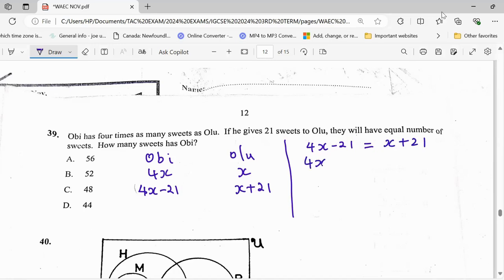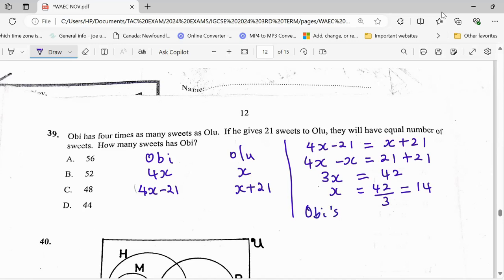And then we solve, collect like terms. 4s minus s is equal to 21. Minus 21 crossing over is plus 21. This is 3s equals 42. s is going to be 42 all over 3, and that is 14. Now here they ask us to find how many sweets Obi has. So Obi's sweets is 4 times 14, because he has 4s sweets, which is 56. And that's option A. We mark option A.